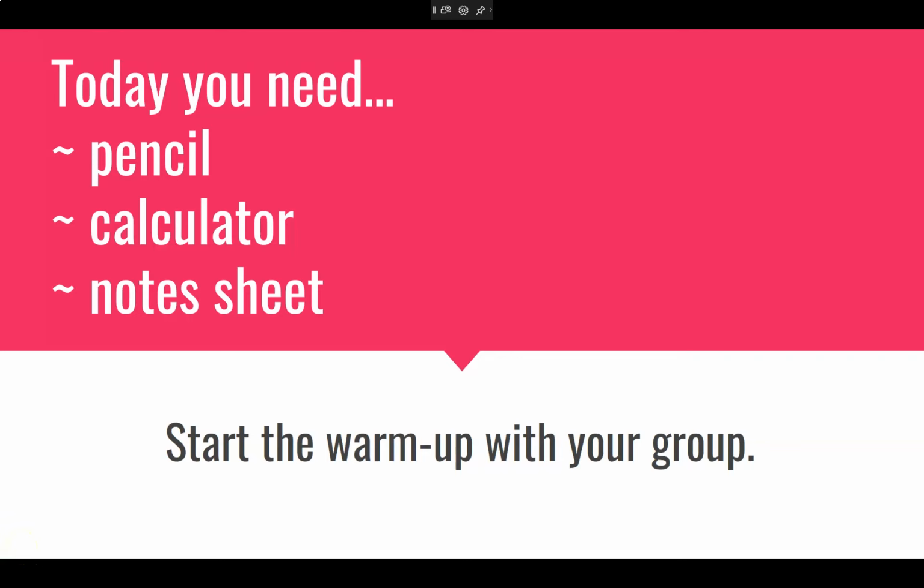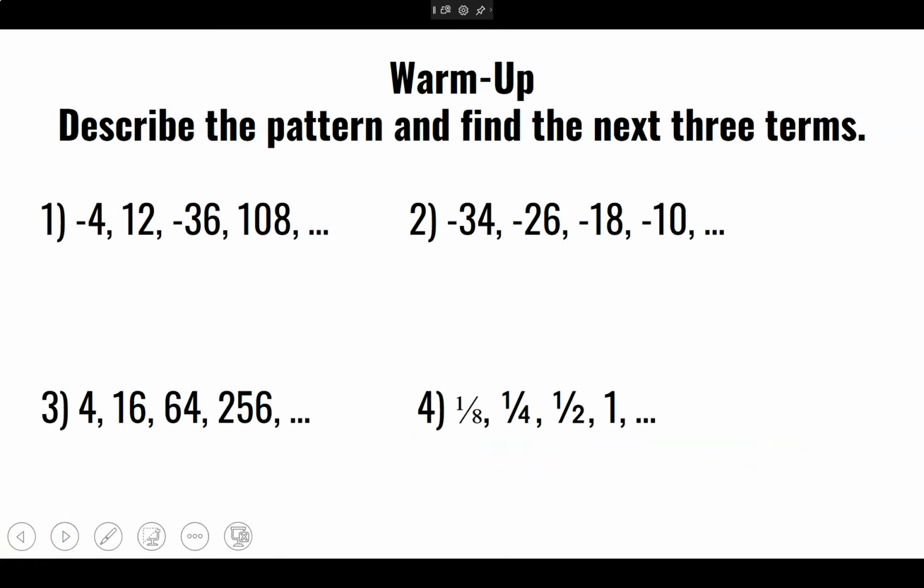All right, you are finding the pattern that is going on. So what happened with -4, 12, -36, 108? What's happening? We are multiplying by -3. Yes, we are multiplying by -3. Good. How about -34, -26, -18, -10? We are adding 8. Beautiful.